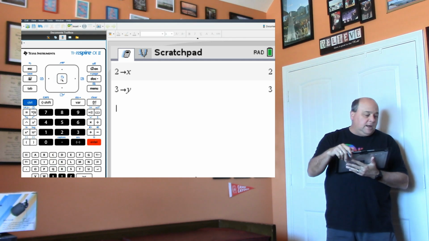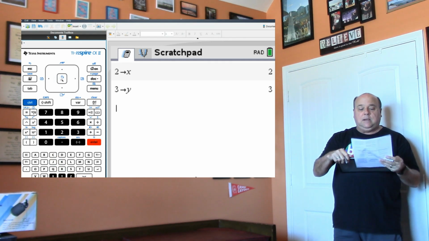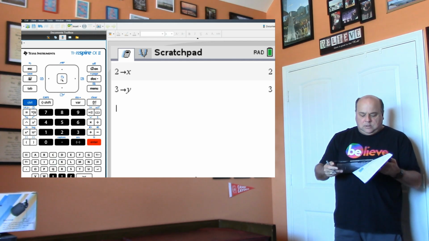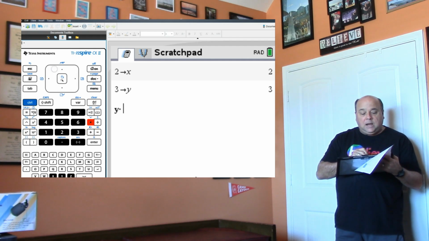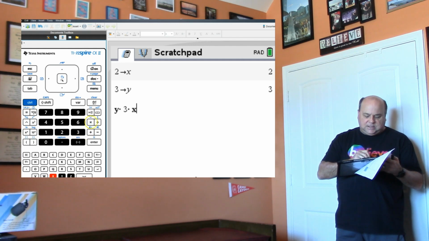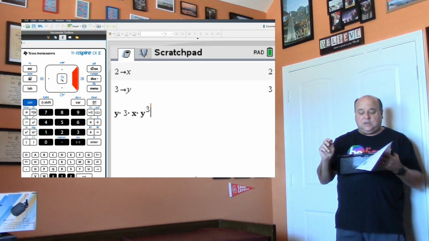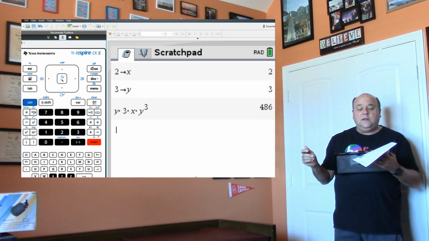Now then, we've stored our letters. Now we can type it in. I'm going to use this so I don't have to keep going back and forth. So right here we're going to have y times 3x times y to the third power. Do y'all see how I put the exponent in there? You have to hit the up button. Hit enter, and we get 486. One of the answer choices will be 486.